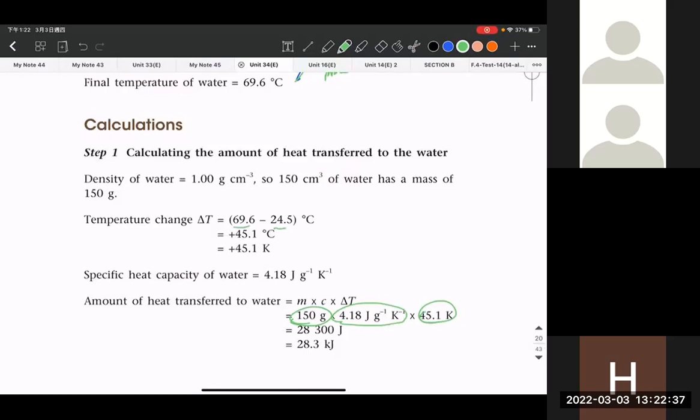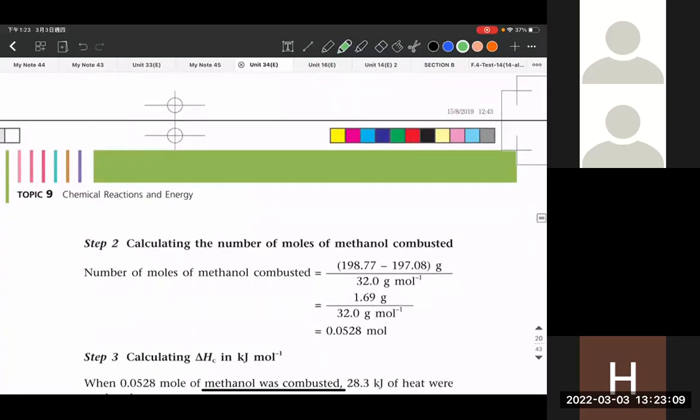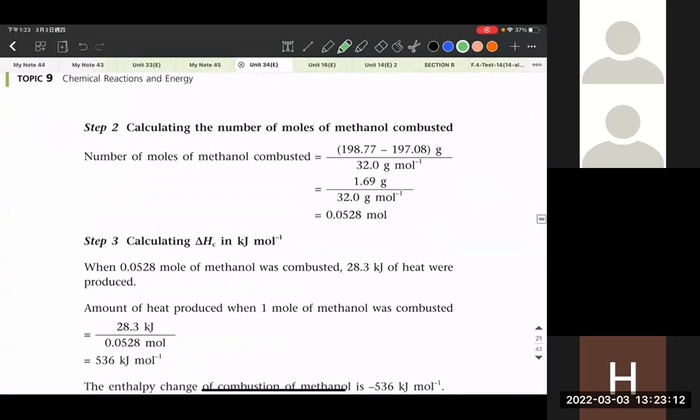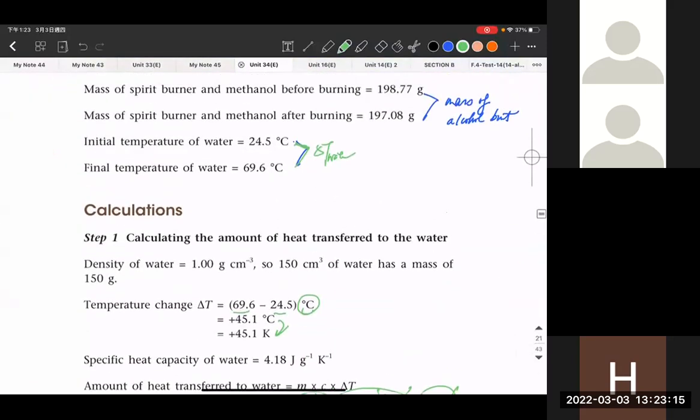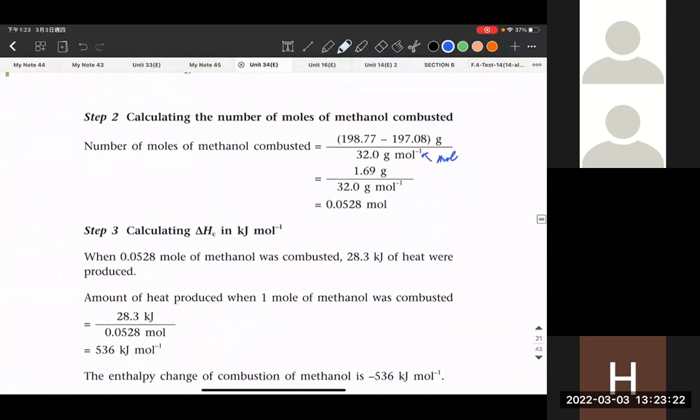Here it comes to 45.1 degrees Celsius. The thermometer shows you degrees Celsius. You need to change it to Kelvin, such that you can cross out the unit of temperature in the calculations. And then you also cross out the gram, leaving behind joule. I express it in kilojoule. So this is the amount of heat absorbed by water, so we call it the amount of heat transferred to water. And heat released is due to the alcohol, right? So you know the difference in the mass of the alcohol, over its molar mass.